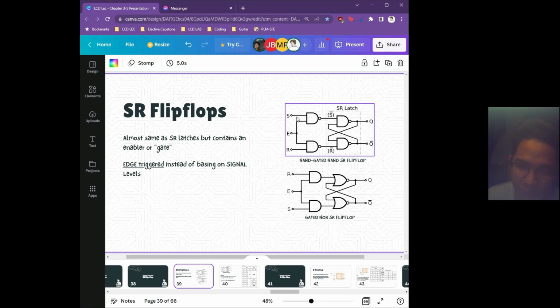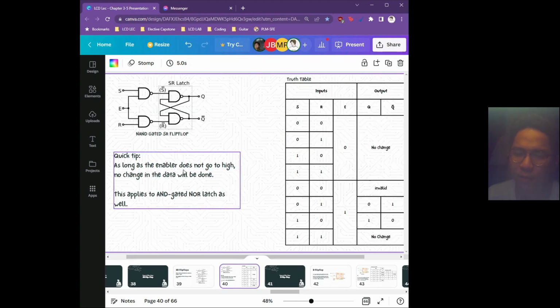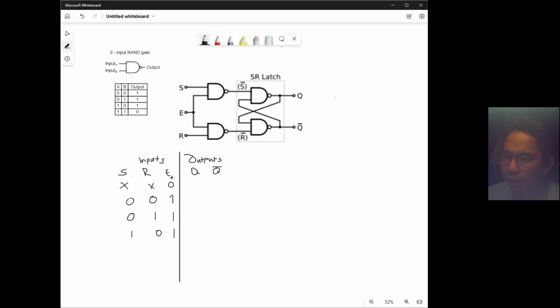As we can see, meron tayong presence ng enabler, yung E. So nakikita natin yung E dyan. Ayan po yung enabler natin. Quick tip lang, as long as the enabler does not go to high, no change in the data will be done. And this also applies to the gated NOR. Let's go to the derivation of the truth table. Pag yung enabler natin ay 0, wala na kagad mangyayari sa outputs natin. You can put X here to signify no change.